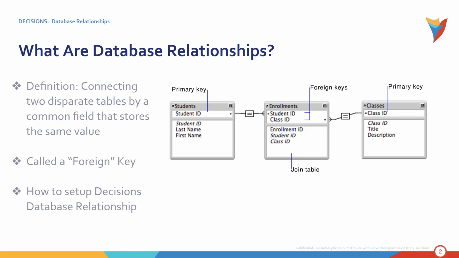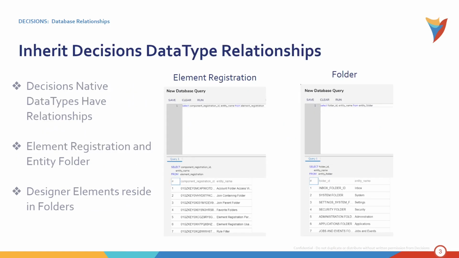And you can do this inside of Decisions, and it's a lot easier and simpler in Decisions because we have a UI-based, accessible user interface. So what could you use these internal data types for in regards to relationships? Well, you can use them with inherent Decisions data types. Decisions has a lot of native data types that have inherent relationships with it.